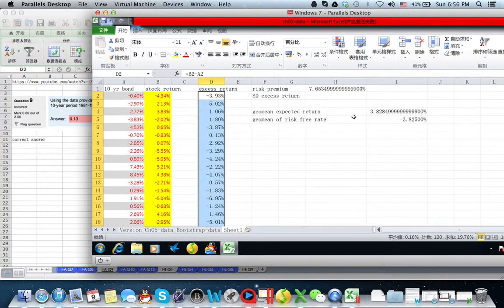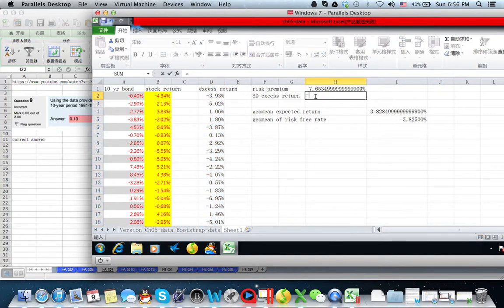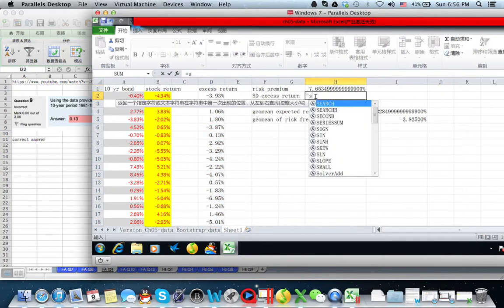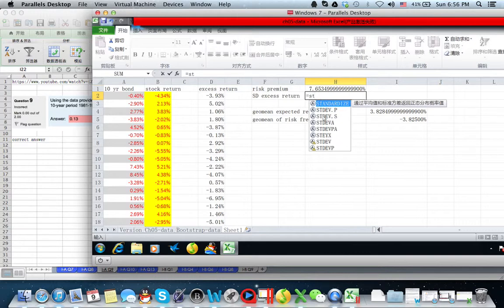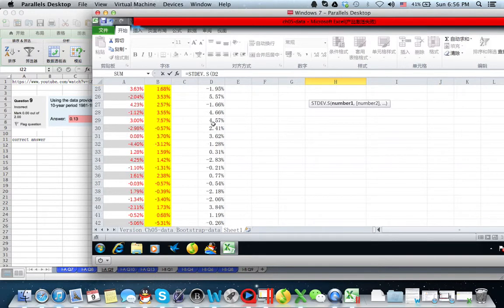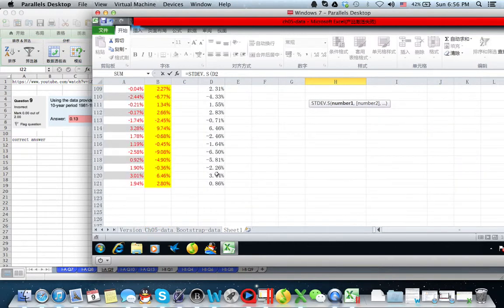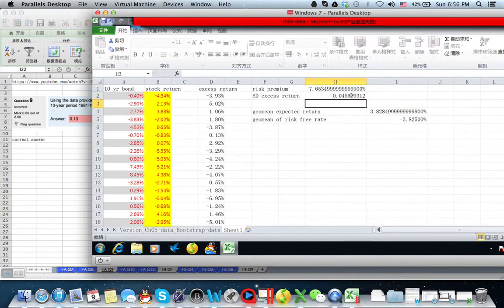Okay, here. Then we use the built-in Excel formula for standard deviation. We use sample because this is sample data. Then we select the excess return, press OK. So we got 0.0455.